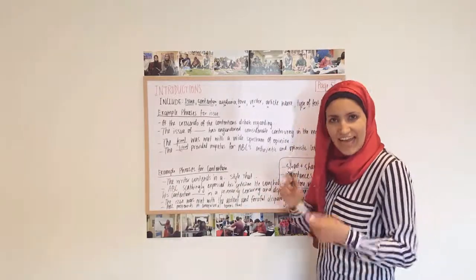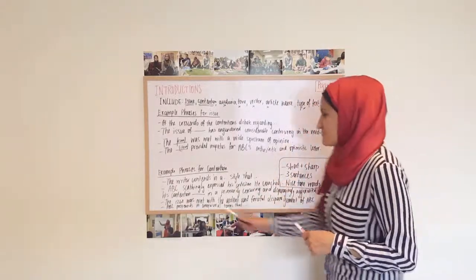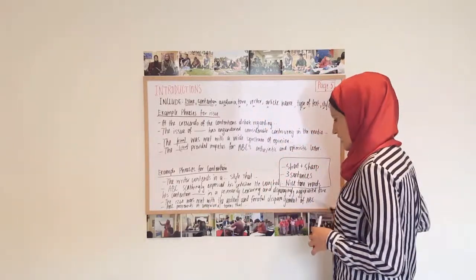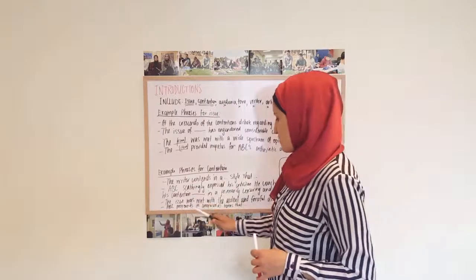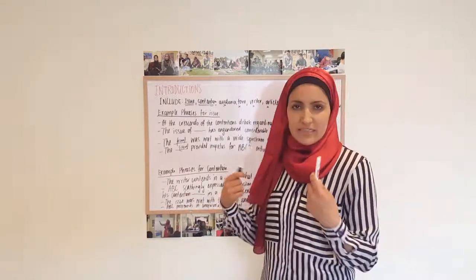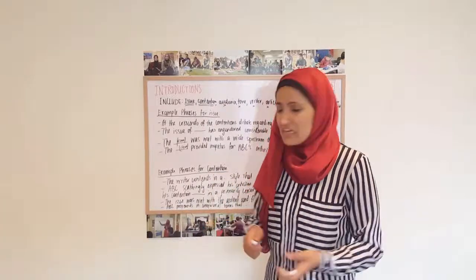Ironic that I've used it. I'll cover that in the tone video. The issue was met with the ardent and forceful disparagement of ABC. ABC propounds in unequivocal terms that blah blah. So propounds means advocates for or says.